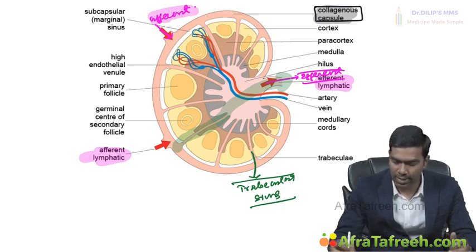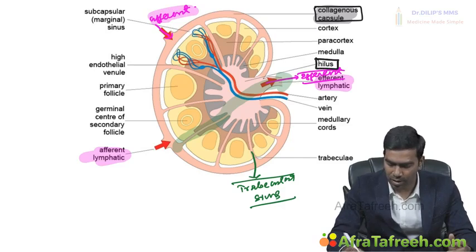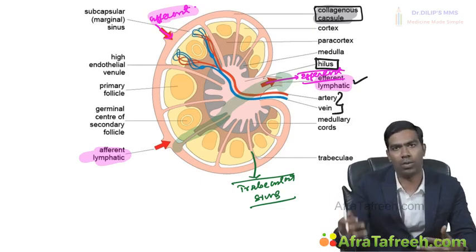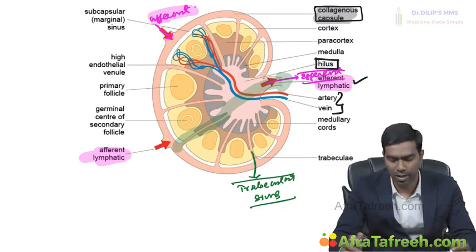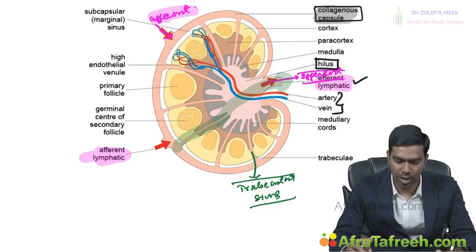Then what else you can see is the hilum. The hilum is the area where your efferent lymphatic comes out. At the same time, your vessels also go in and out. The artery also enters through the hilum only. The veins also come out of the lymph node through the hilum only. So that's what is going to happen.